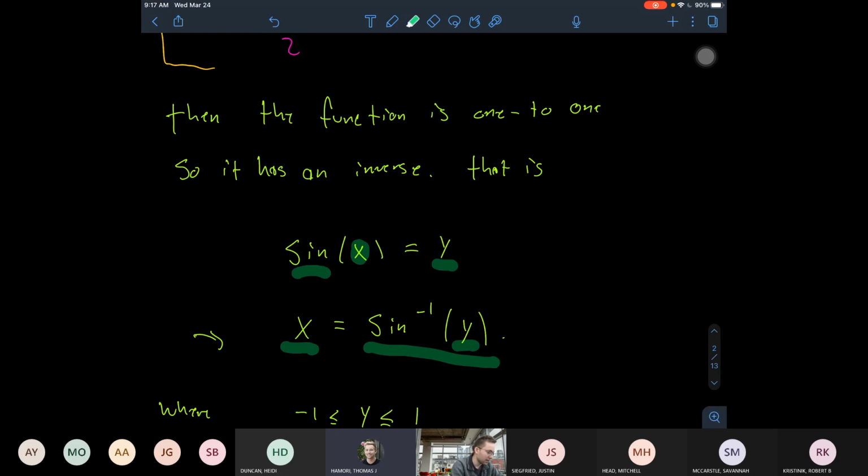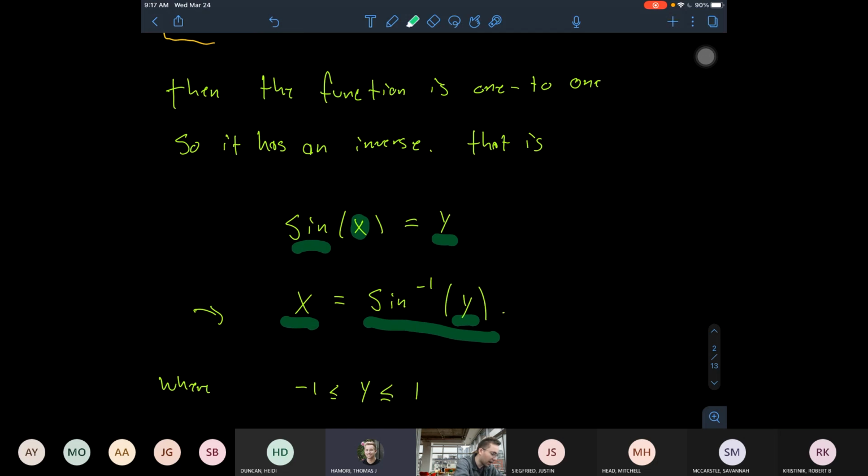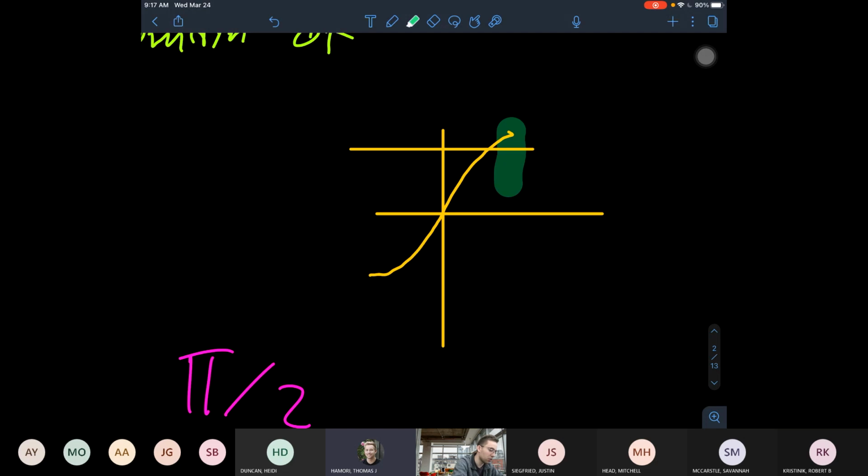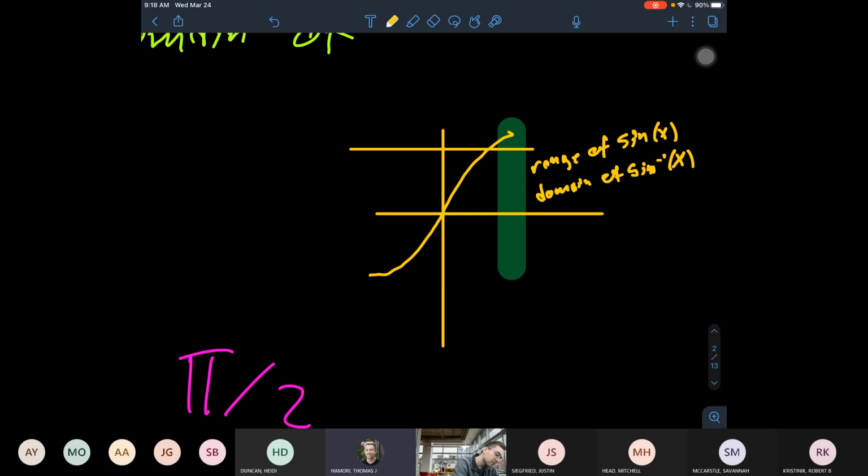Okay? And the acceptable values y, which we can plug in to the inverse function, are going to be the possible outputs of the original function. So the domain of the inverse function is going to be, so this is the range of sine of x, and therefore this is also the domain of sine inverse of x.